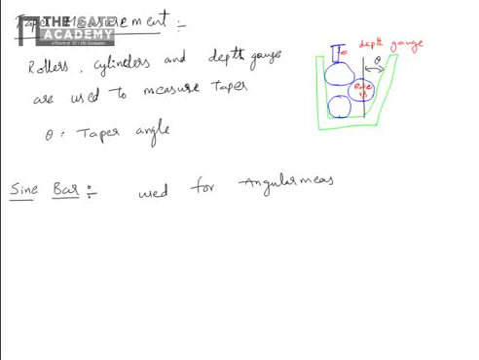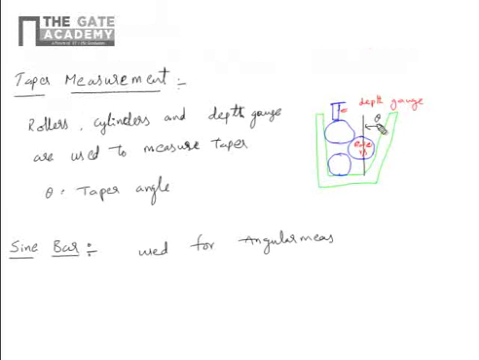Next is taper measurement. Taper is the angle theta shown in the diagram. Rollers, cylinders and depth gauge are used to measure taper. If there is any inclination on a cylindrical component, we need to measure the taper. So next is the sine bar. The sine bar is used for small angular measurements as well as error in angular measurement.